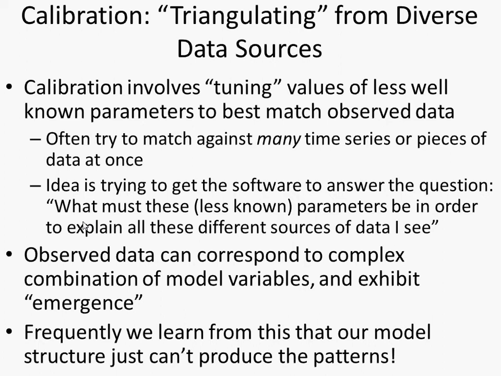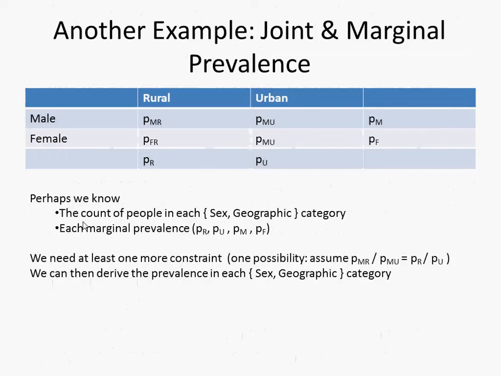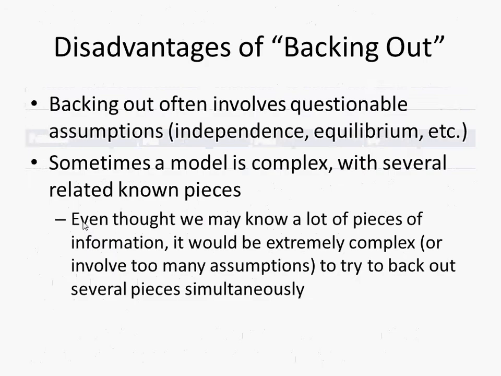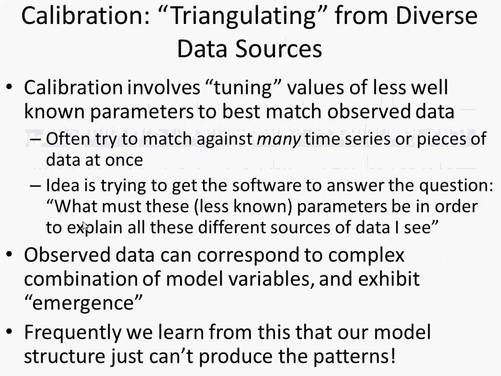Okay. Here, the observed data needn't have a very straightforward relationship. It can be emergent properties that exhibit emergence that's very complex. It doesn't need to be this sort of straightforward relationship we see here, or here. It can be quite complicated.